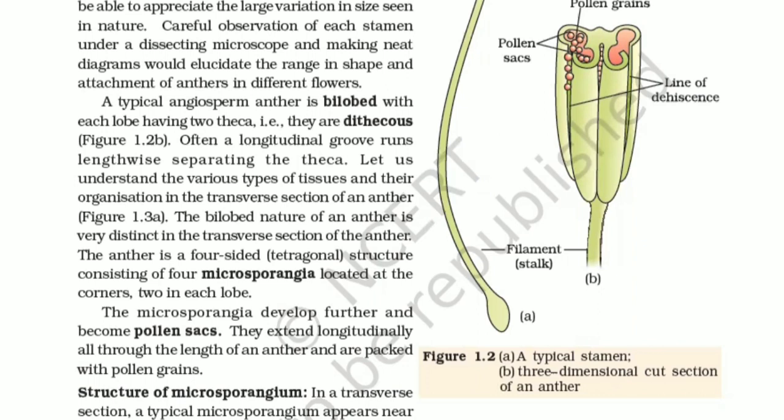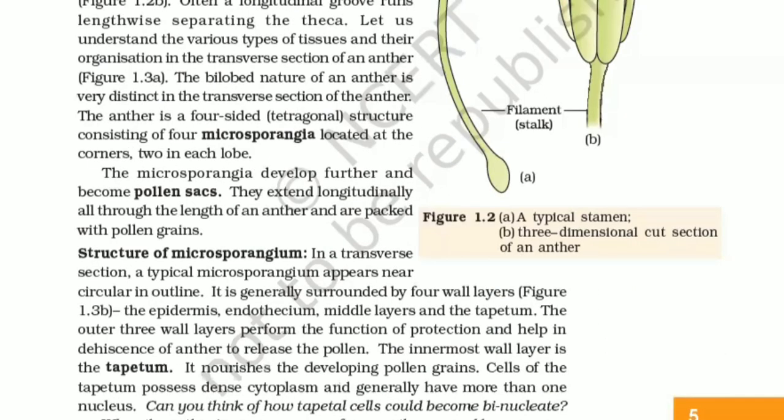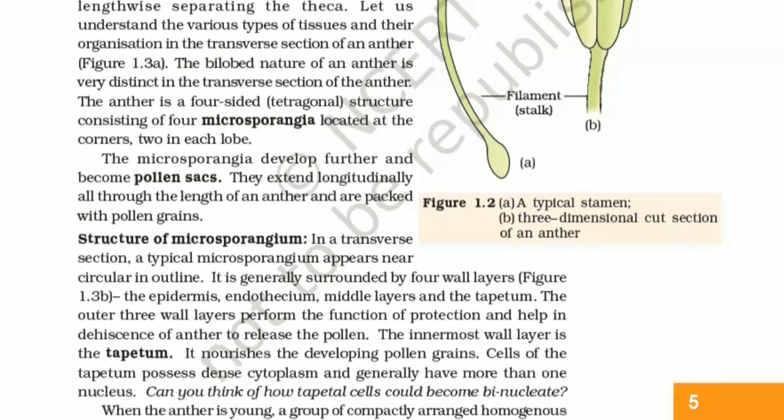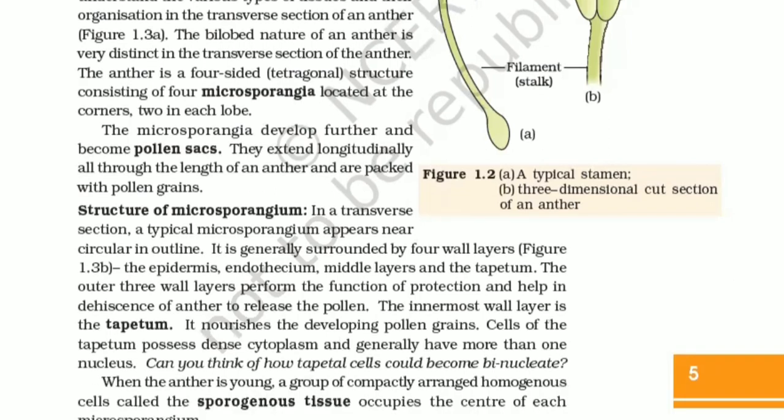The anther is a 4-sided, that is tetragonal, structure consisting of 4 microsporangia located at the corners, 2 in each lobe. The microsporangia develop further and become pollen sacs. They extend longitudinally all through the length of an anther and are packed with pollen grains.